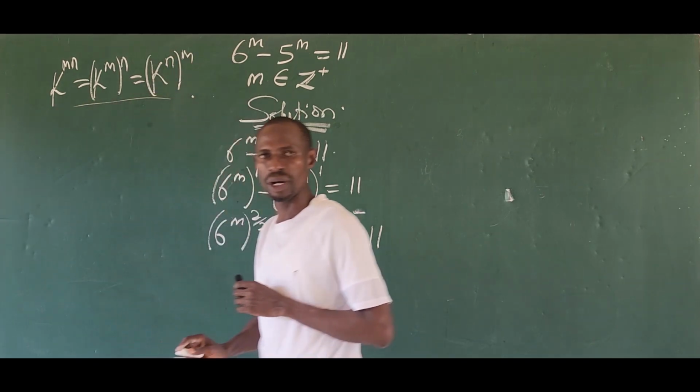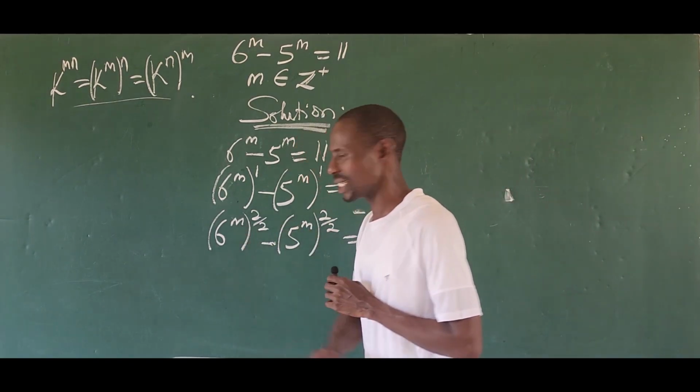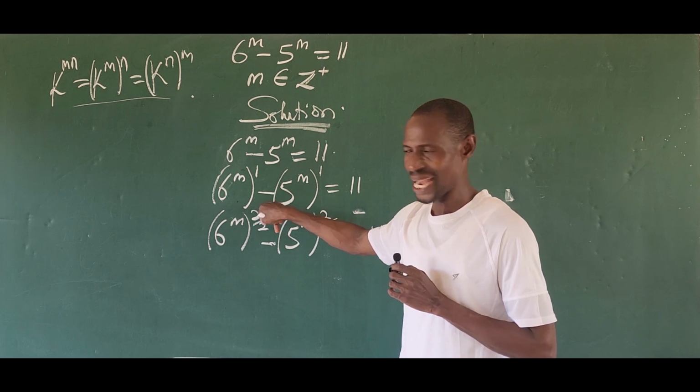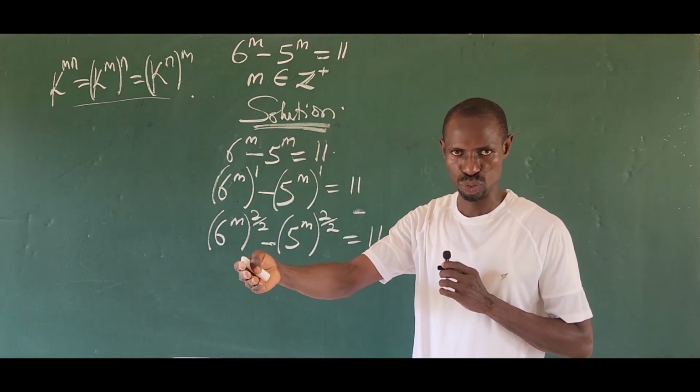So this is a simple law in indices, right? So I can shift this inside, leaving this outside. Why am I doing that? Mind you, we are working towards a thing, which is the difference of two squares.